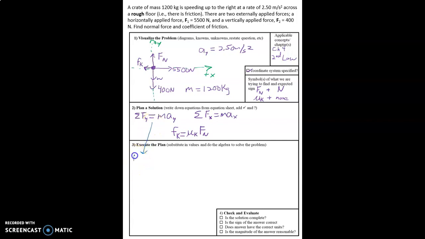and we're going to say the normal force minus the weight, and the weight is mg, 1200 kilograms times 9.8 meters per second squared, minus 400 newtons, equals the mass, which I could write in, it's 1200, times the acceleration in the y direction, which is equal to 0. And I just looked up here and I see that I wrote a_y equals 2.5, but that's the acceleration to the right. And so I wasn't thinking clearly when I wrote that. That is a sub x.